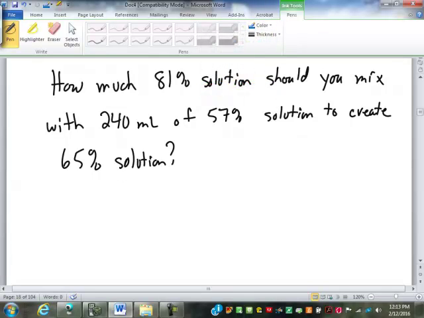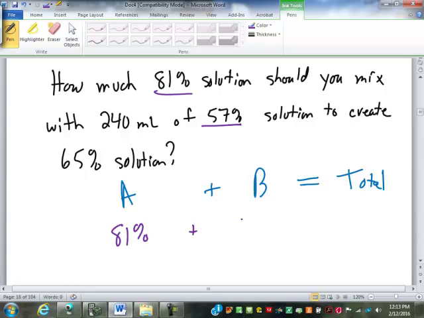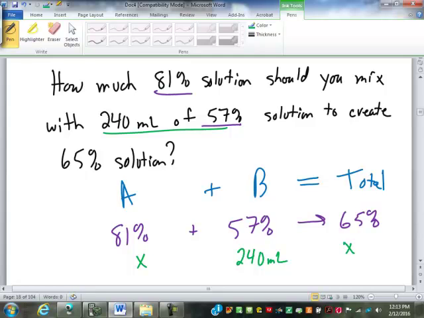Well, let's start writing this one out, and then we'll go from there. So again, I'm just going to write A plus B is going to equal our total, just to abbreviate. So what are the solutions that we are mixing? We have 81% and 57%. And we are hoping to get 65%. The volume that we know is 240 milliliters of the 57%. We're going to let the amount of the 81% be x. This will be x plus 240.